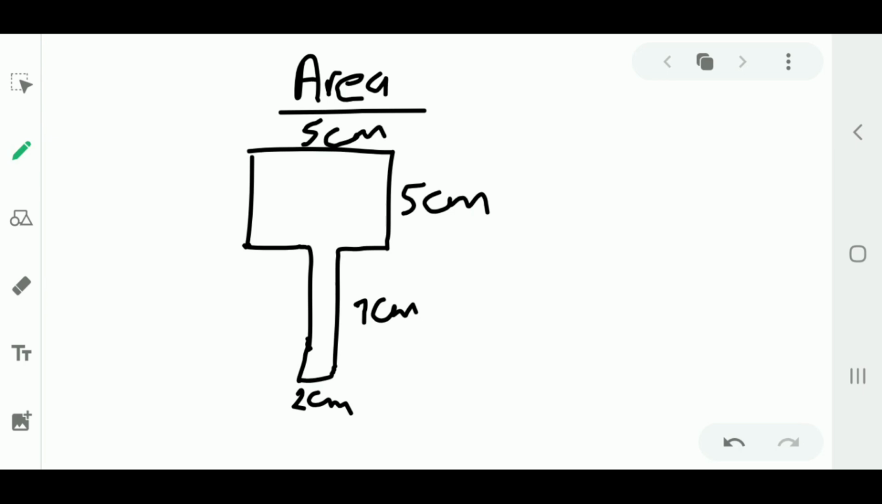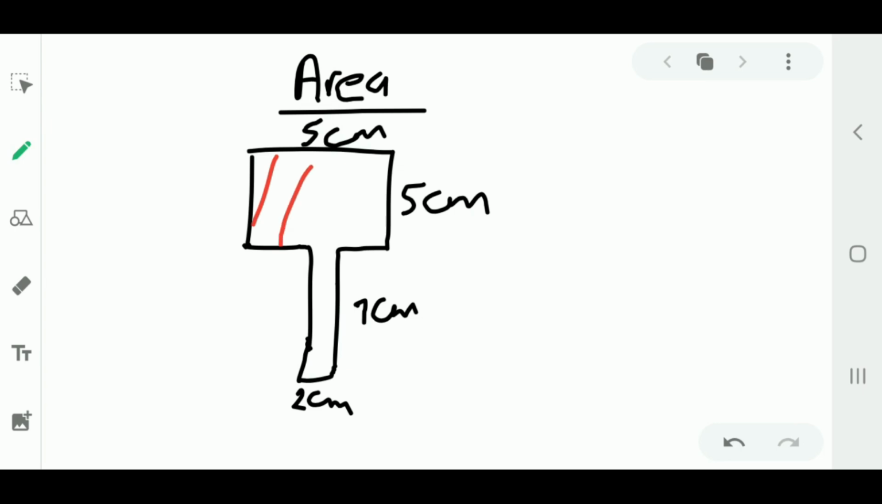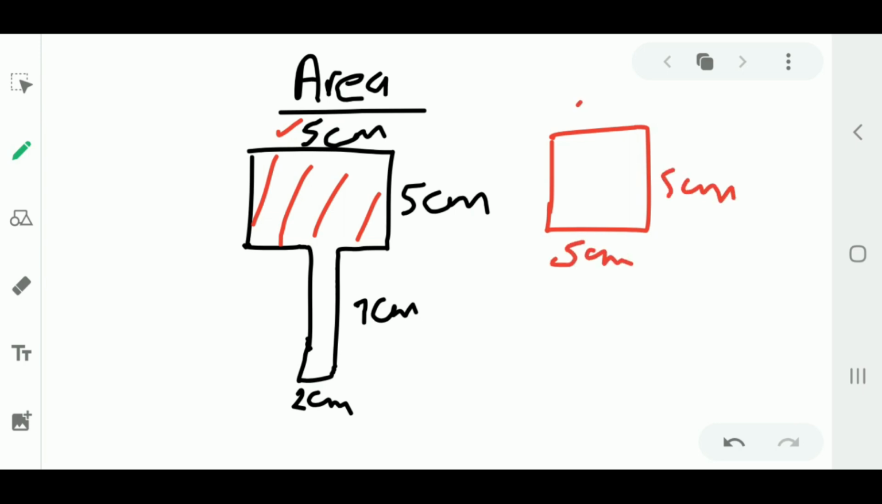So the first thing you'd want to do is look to see the different shapes that make up the object. So here, this is a square, because remember, squares, all sides are equal. So if this here is 5, that means this entire region here. So what we could do is split it like that and say this is 5 centimeters, 5 centimeters, 5, 5.